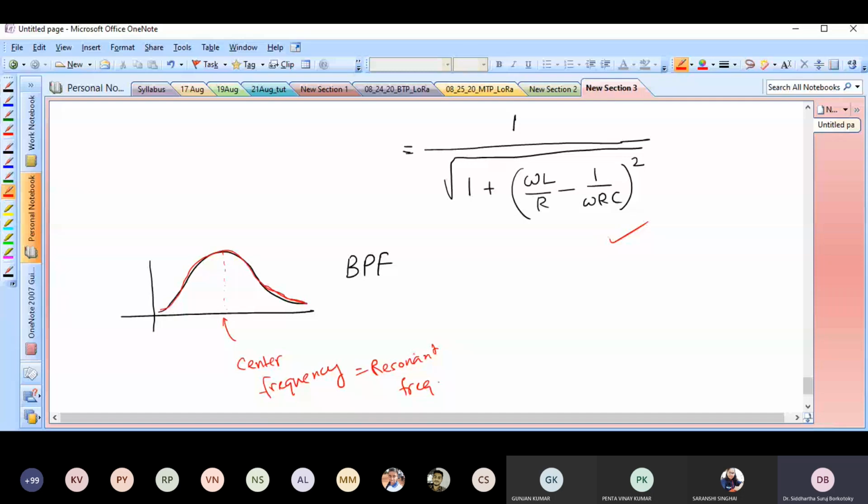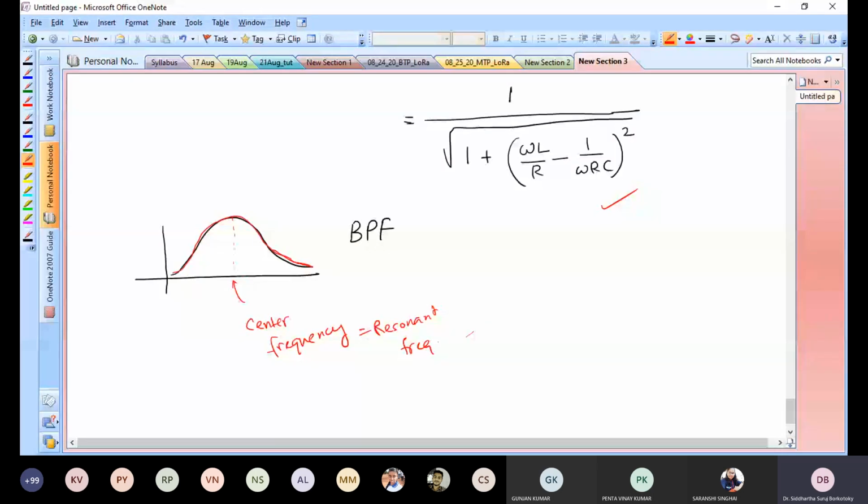Their effects cancel each other out. So finally, you get a circuit which is as good as just having one resistance. So at that value, you get the maximum output, and that maximum output occurs at the resonant frequency. So basically, this is the resonant frequency omega. Oftentimes we call it the center frequency FC, but let's not get into all these things.